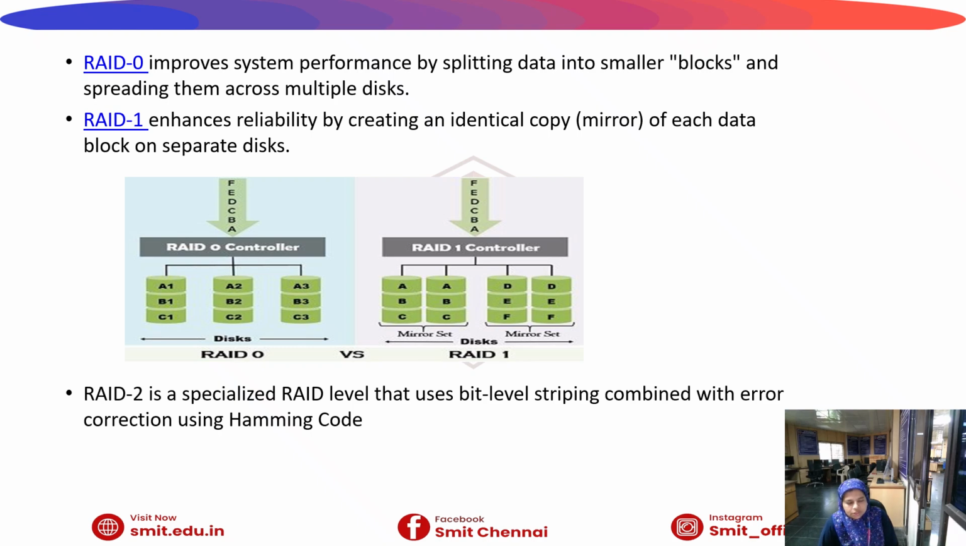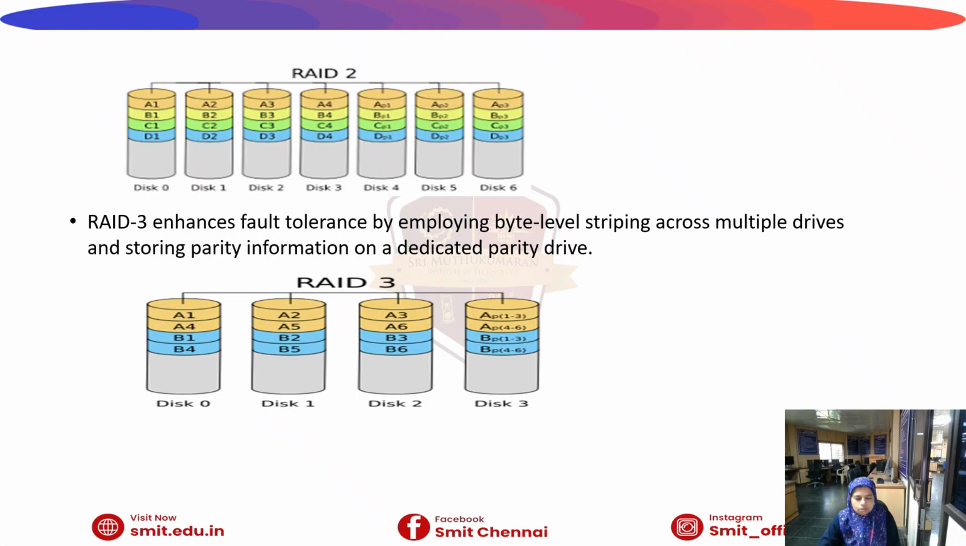What is RAID 2? It is a specialized RAID level that uses bit level striping combined with error correction using the Hamming code. In this, A1, A2, A3, A4, we can split the data across 4 drives, and in addition there is the Hamming code parity AP1, AP2, AP3. So it is extended from the normal.